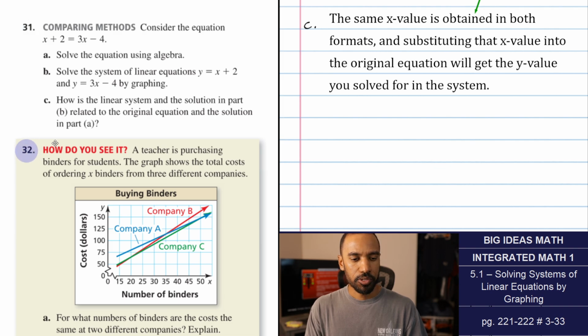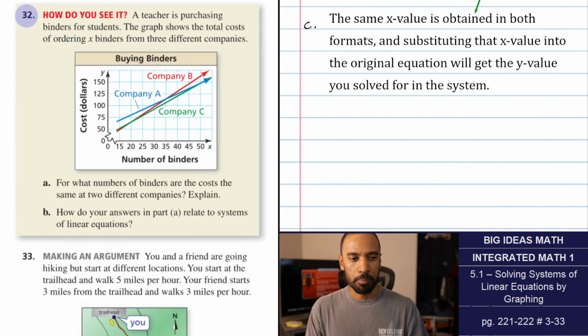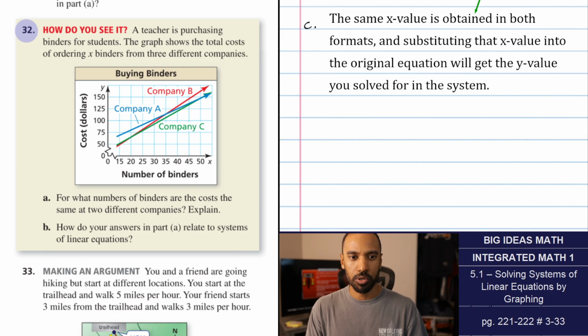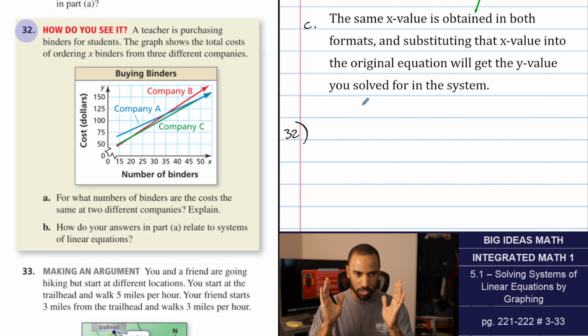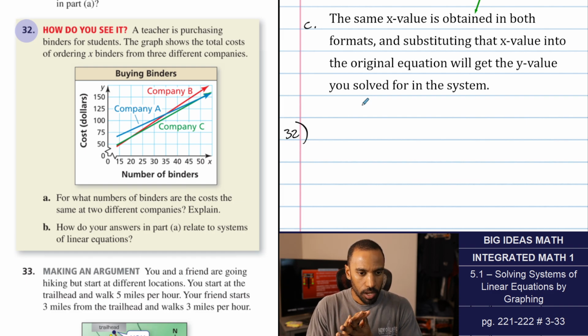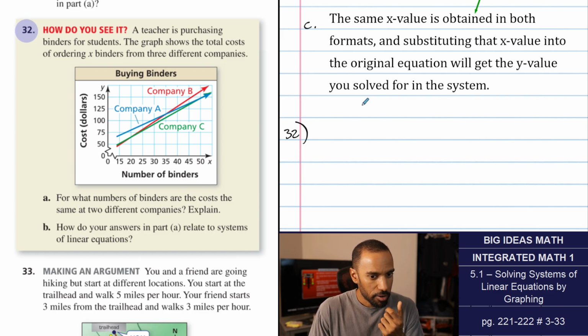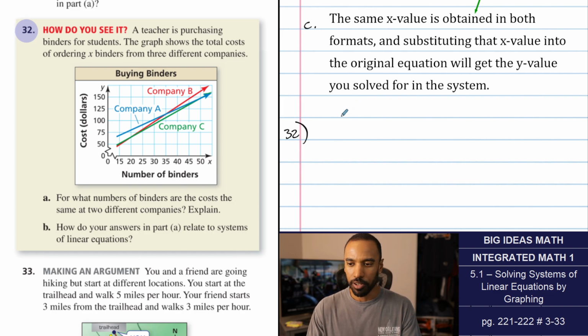Number 32, how do you see it? A teacher is purchasing binders for students. The graph shows the total... Oh, that's so sweet of them. I hope that they got reimbursed. The graph shows the total cost of ordering x binders from 3 different companies, companies A, B, and C. X is number of binders, y is cost. For what number of binders are the costs the same at 2 different companies?